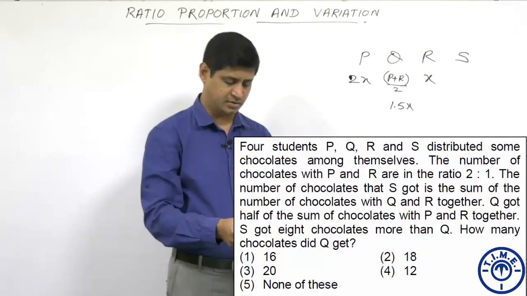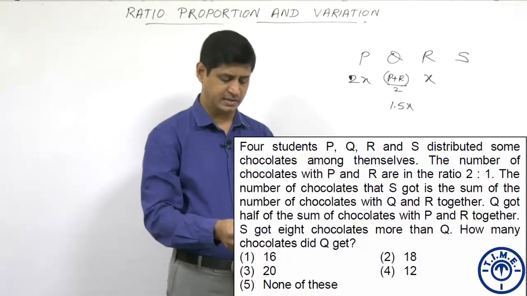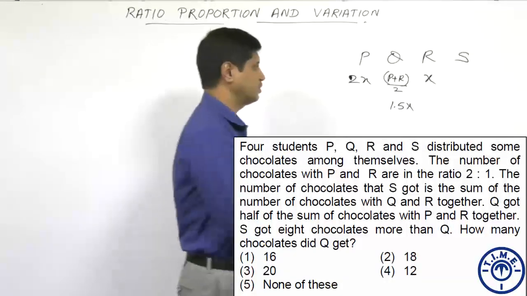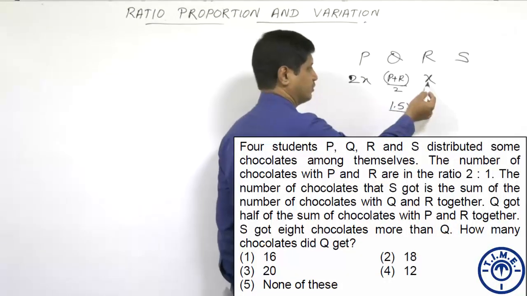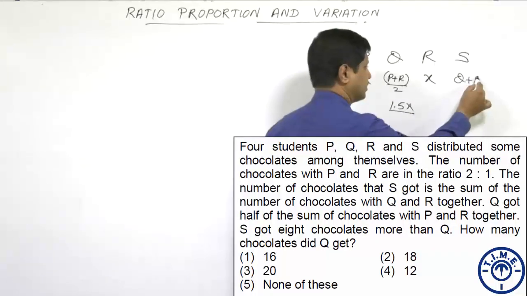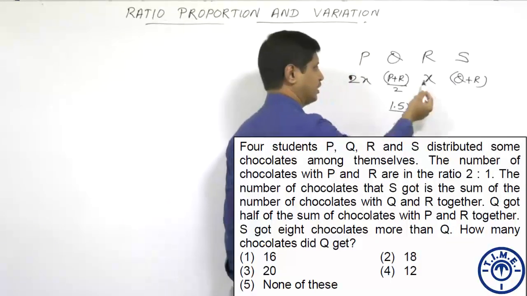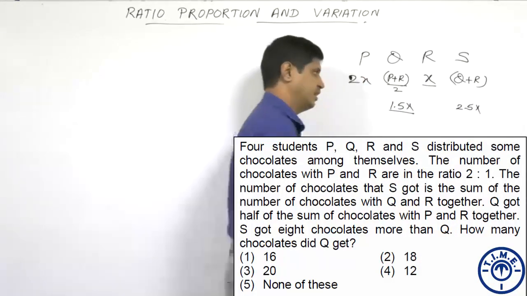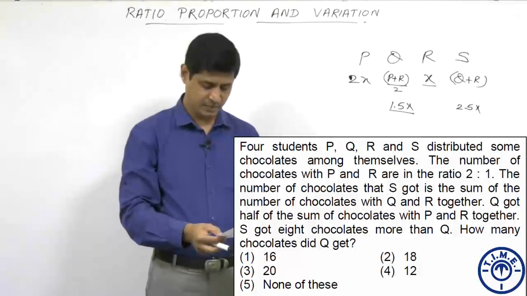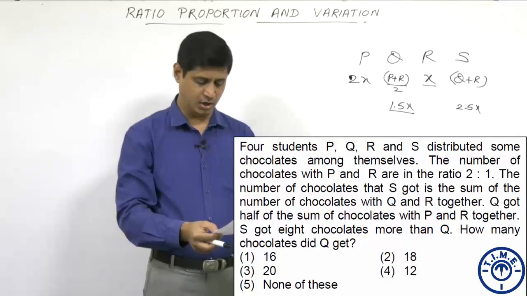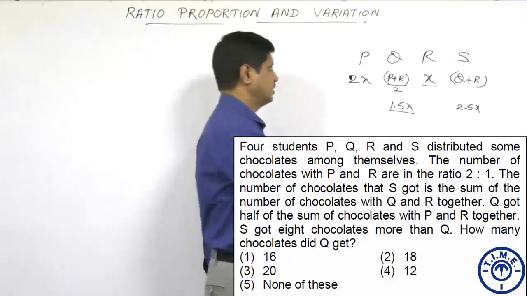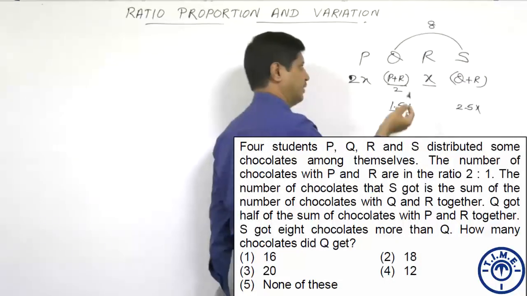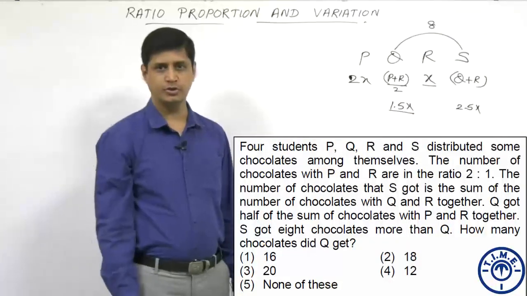S got the sum of the number of chocolates with Q and R together. Q and R together means the Q value is 1.5x and the R value is x. So what is Q plus R? 1.5x plus x is 2.5x, that is the number of chocolates with S. Now, what is the next condition? S got 8 chocolates more than Q, which means the difference between the number of chocolates with Q and S is 8 chocolates.